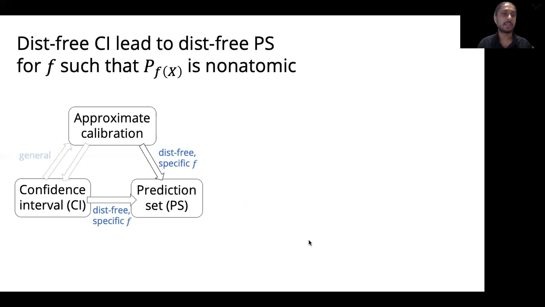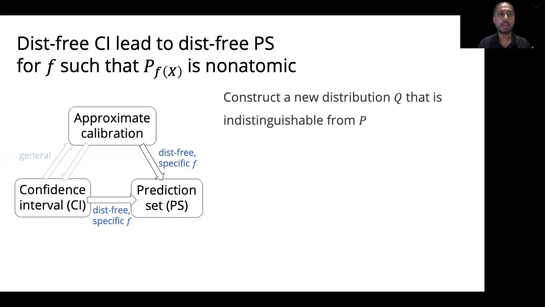Next, we consider the connection between distribution-free confidence intervals and prediction sets. One thing I forgot to mention is that the connection between CIs and approximate calibration is general. It does not depend on a specific f or the distribution-free setting. However, the connection between confidence intervals and prediction sets depends on the fact that we're in the distribution-free setting with specific kinds of f, as I'll describe now.